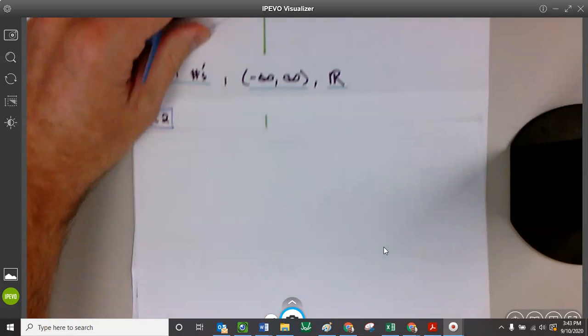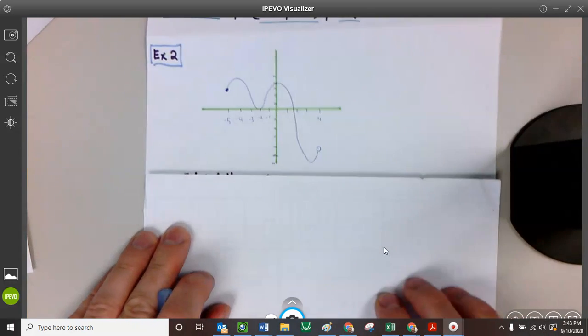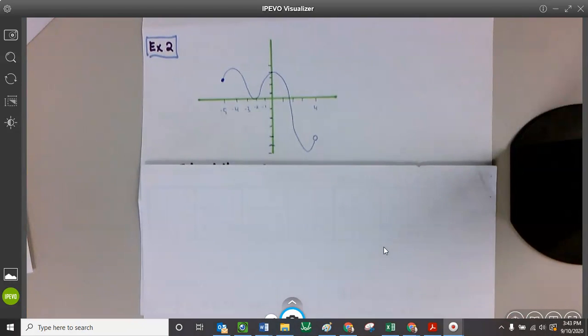Let's try a different one. Next, looks a little different. We have some different pieces of maybe sine curves, cosine curves, some loopy loops, but ask ourselves the question, does it go to the left forever? Nope. Does it go to the right forever? Nope. Are there any gaps? Nope. Okay, well, how do we put all that into words?